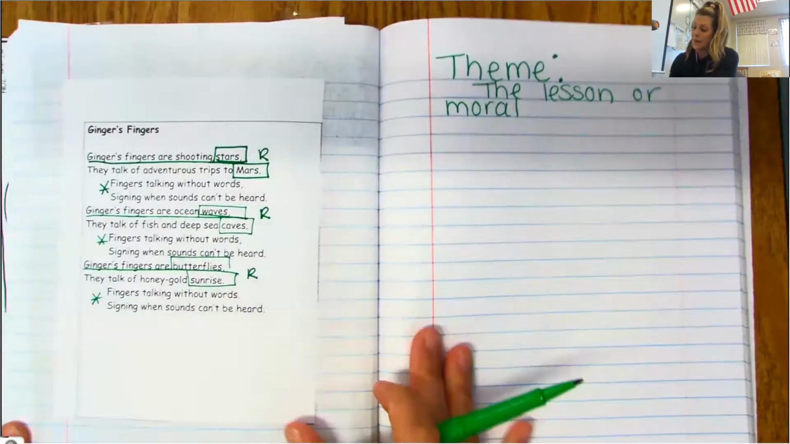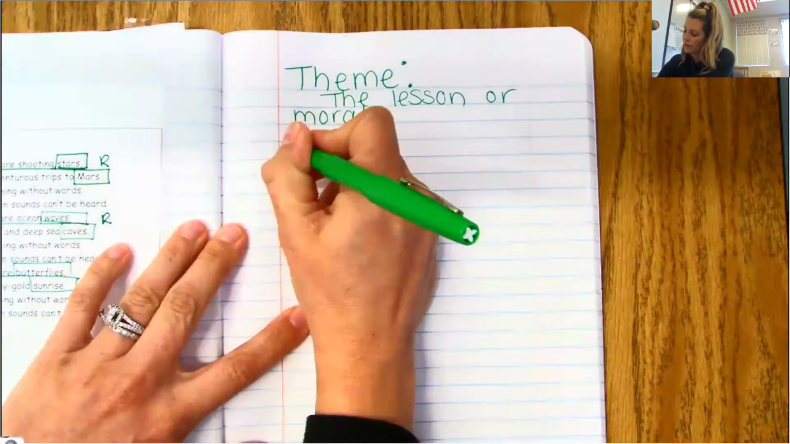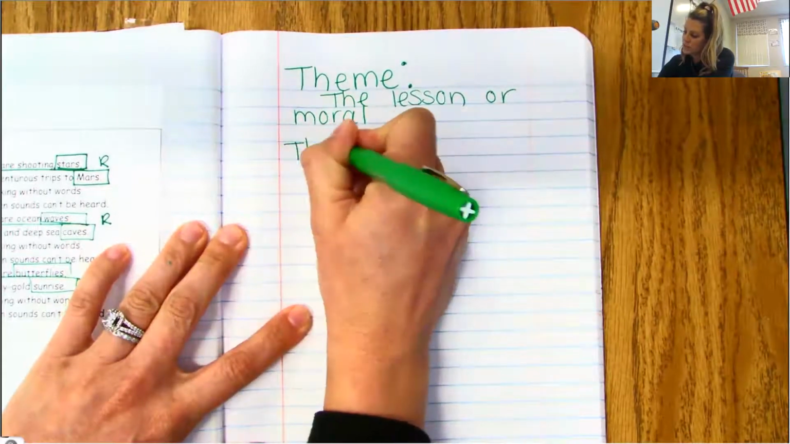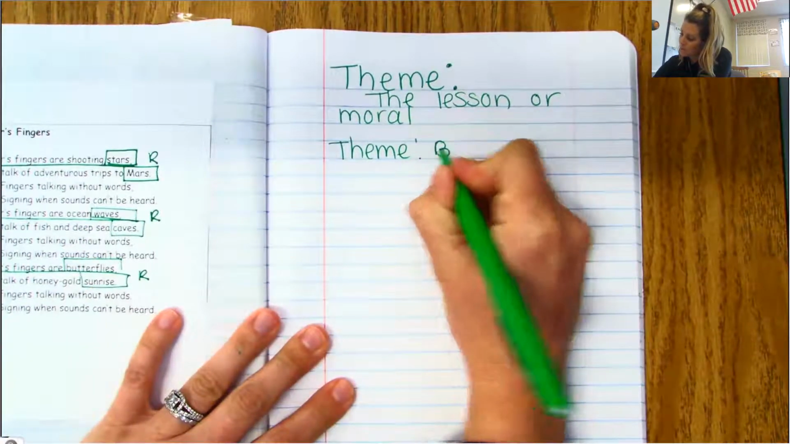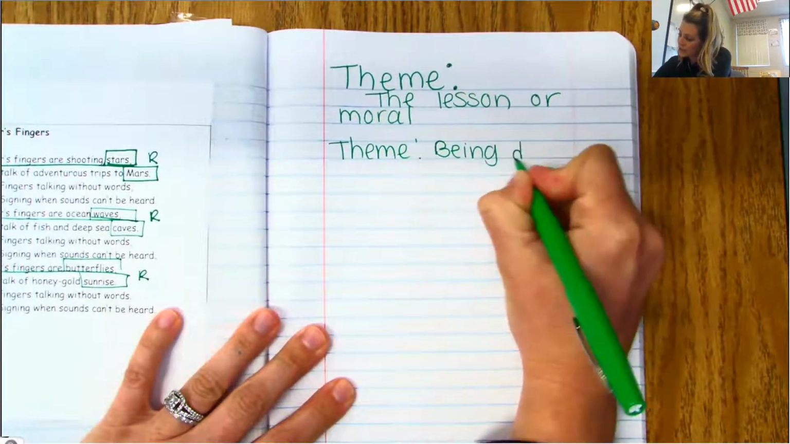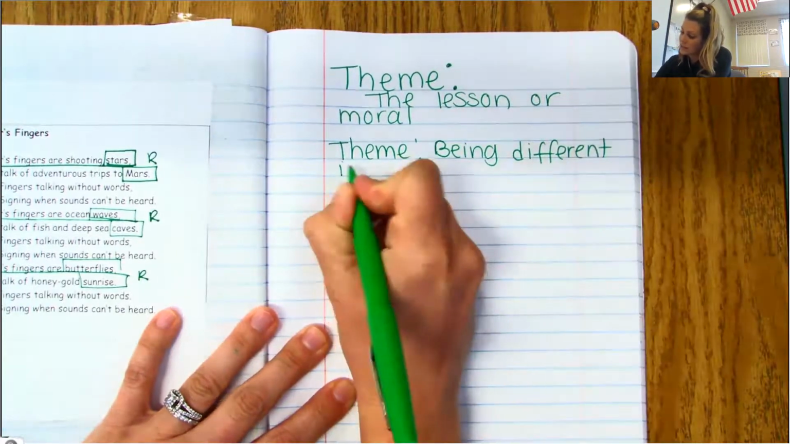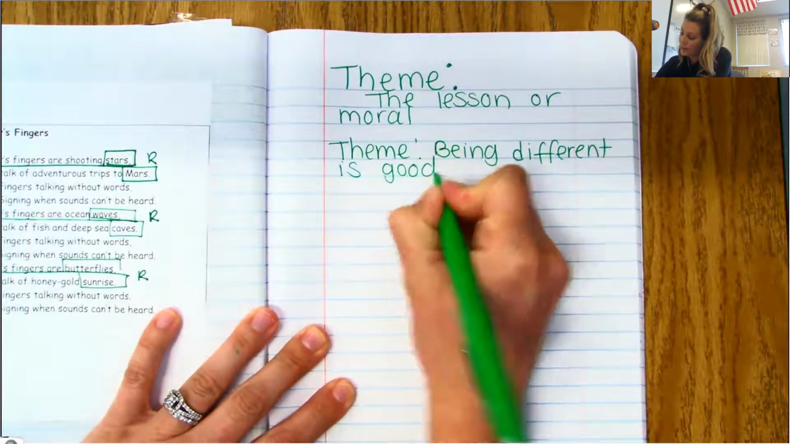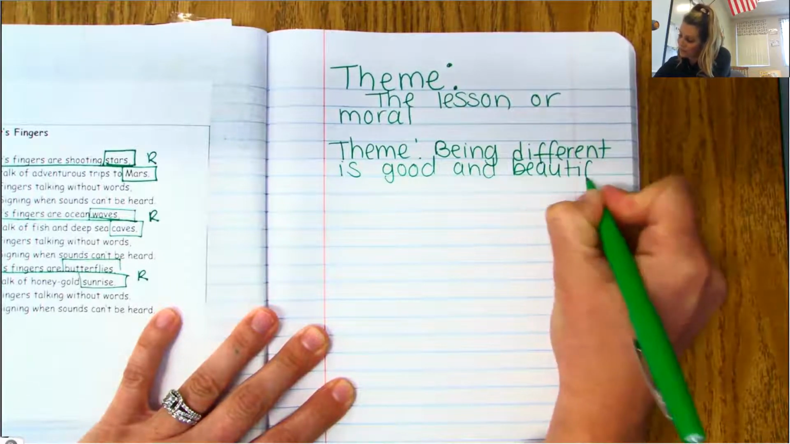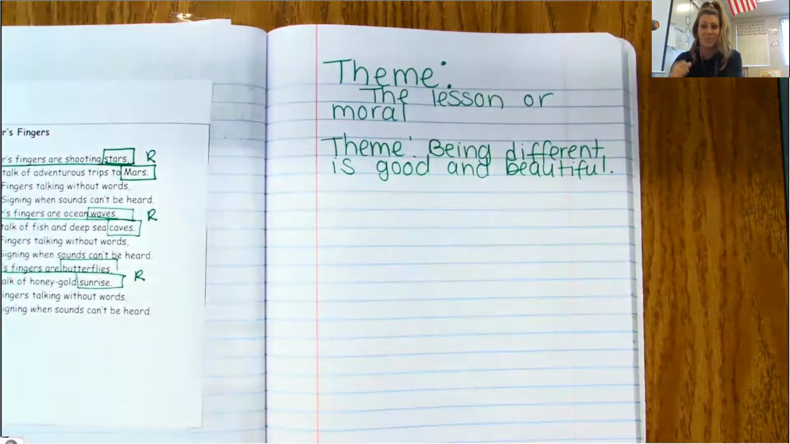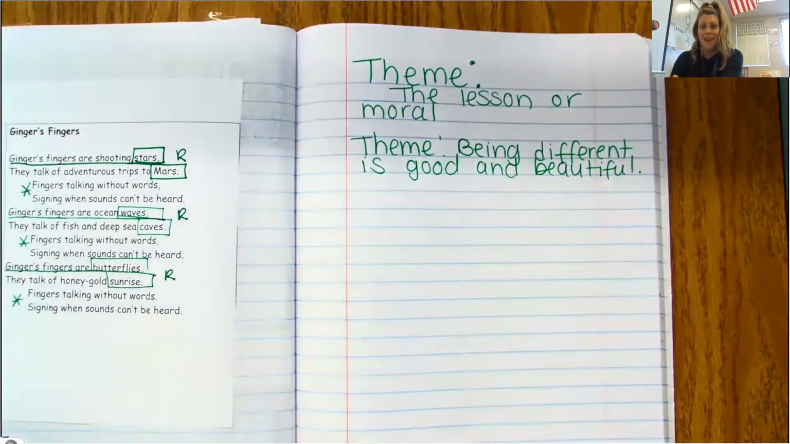So our theme, I'm going to make it a little bit smaller. Our theme here for this poem for Ginger's Fingers is being different is good and beautiful. Right? Do we agree? It's awesome to be different. And that's a beautiful talent to have.